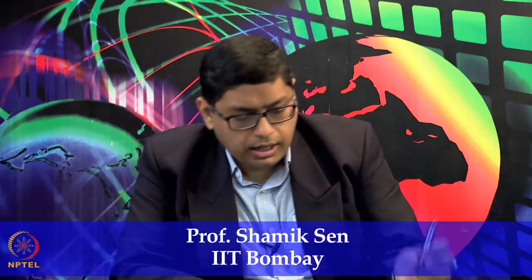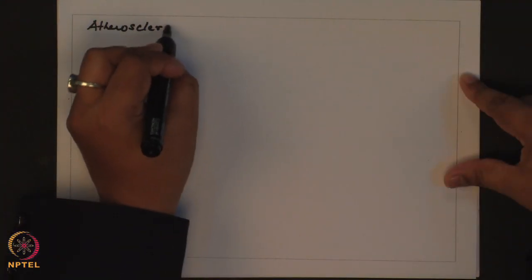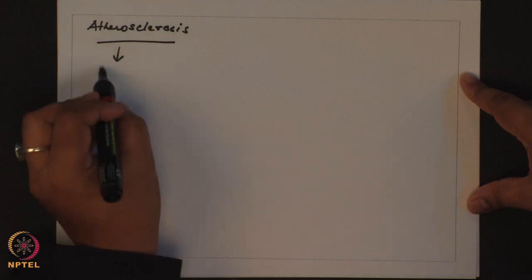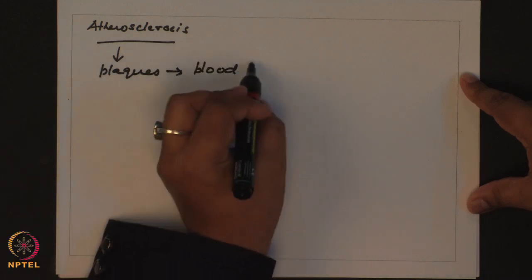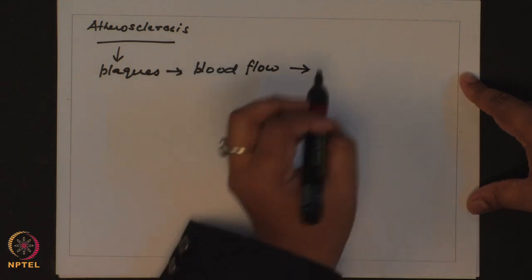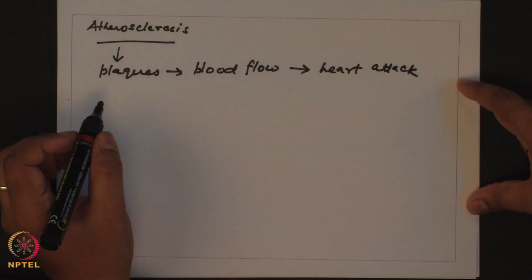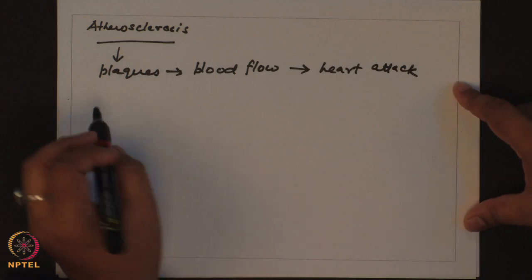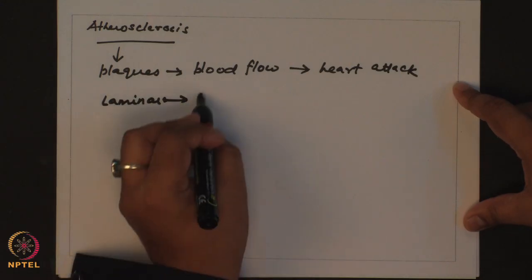Hello and welcome to today's lecture of Introduction to Mechanobiology. In the last class, I discussed atherosclerosis, and in this disease you have buildup of plaques which limit blood flow through the arteries and eventually might manifest itself as a heart attack when flow is completely stopped. Okay. And I showed you how the flow profile can change from laminar to disturbed.